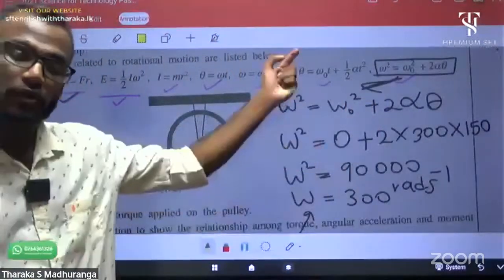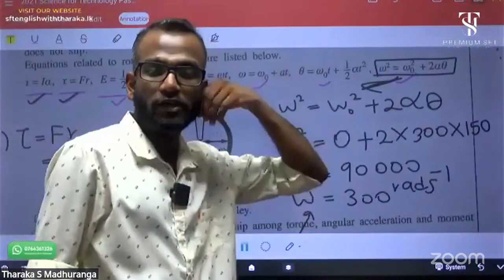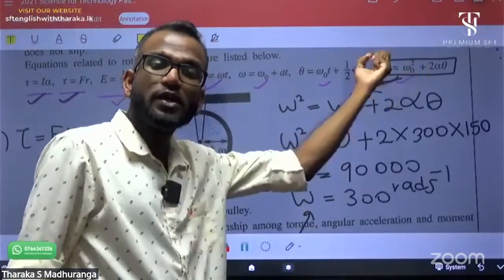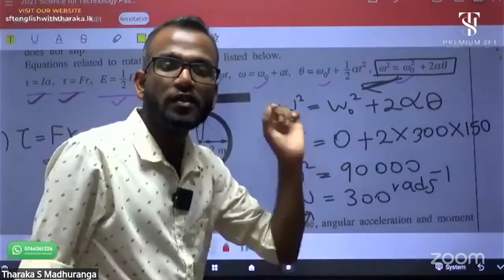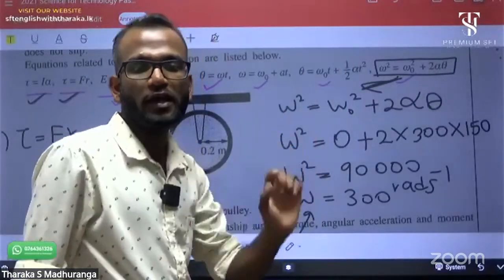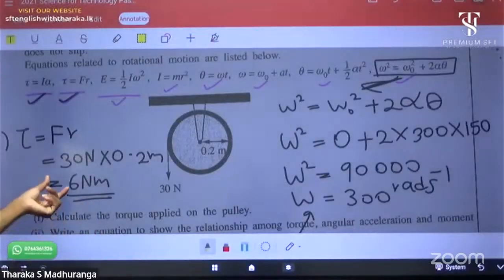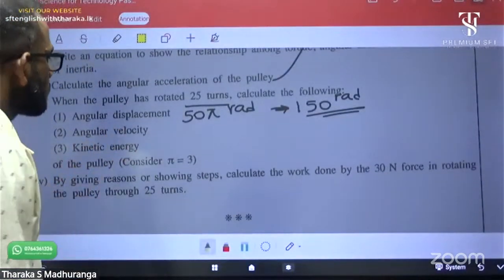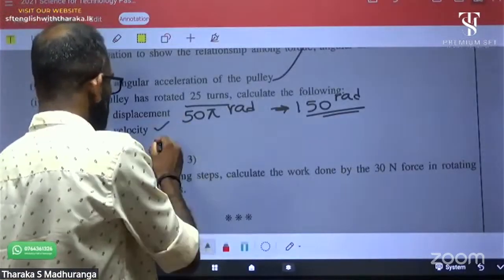I have given this whole set of motion equations in the tube. This is the one and only motion equation without time: omega squared equals omega naught squared plus 2 alpha theta. Okay, then it is asking for kinetic energy, angular velocity done.